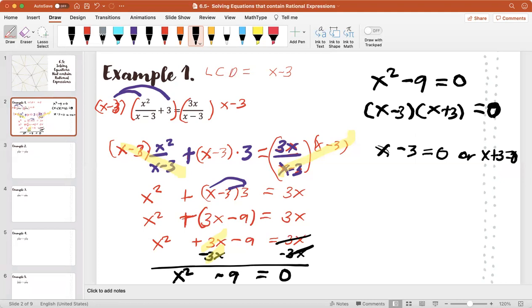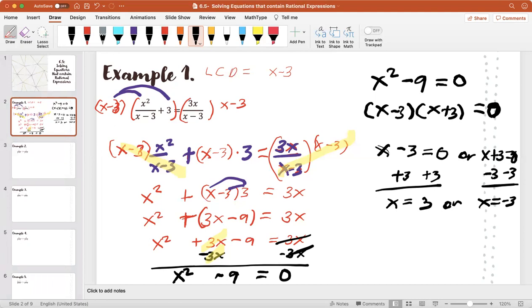What's your x here? First equation, plus 3 plus 3, you have x equals 3. How about the other one? Minus 3 minus 3, your x is equal to negative 3. But let us check. Can we say that 3 and negative 3 are solutions? You have to check your denominator. Given your denominator here, x minus 3, let's see if we can accept both 3 and negative 3. Your denominator must not be 0 when we plug in your values for x.